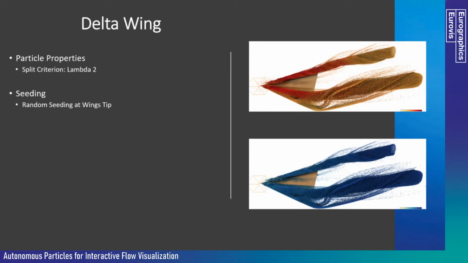For the second dataset, I have chosen the delta wing simulation. Here, particles are randomly seeded at the wing tip, and again the lambda-2 criterion serves as importance measure. Note how the autonomous particles highlight the 2 main vortices forming at the wing sides completely automatically and without further user interaction.